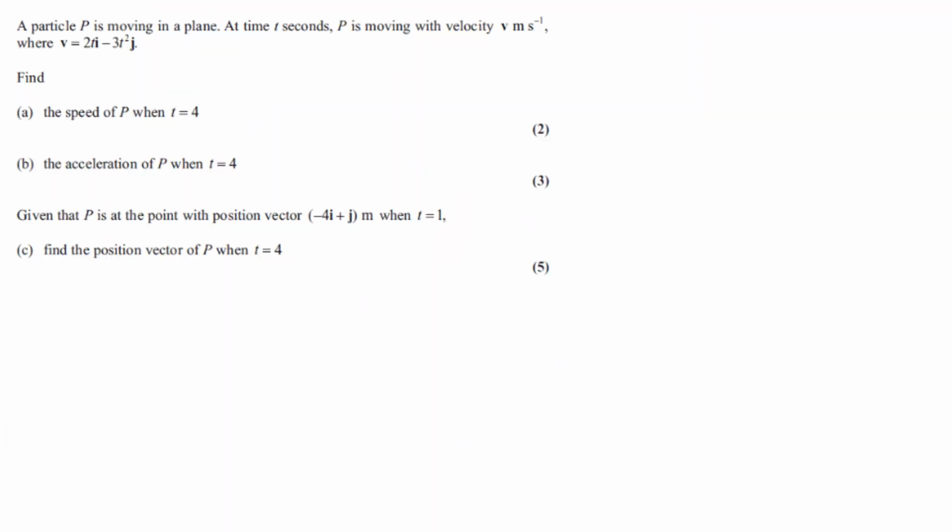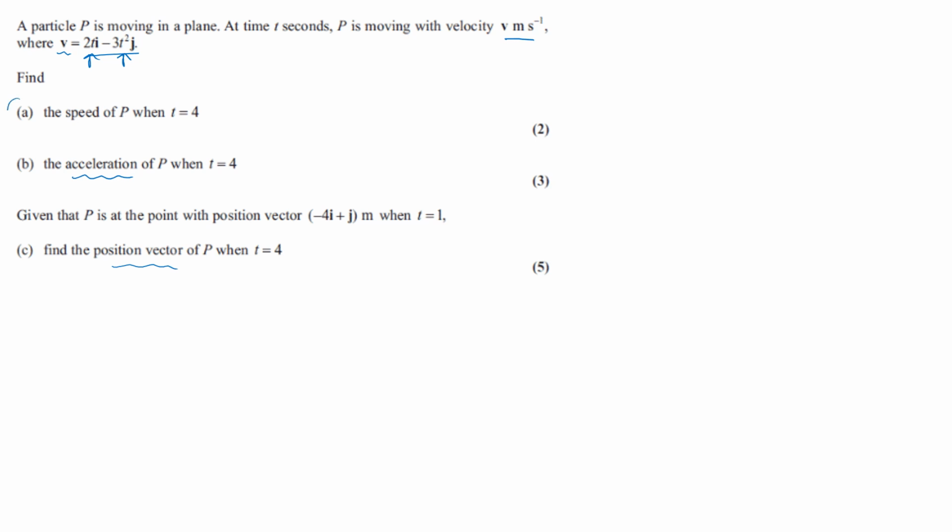Starting off by looking at some mechanics questions. So we've got a particle P moving with velocity, and we can see here that the velocity is dependent on time in both directions. The velocity is not going to be constant. We're not going to have constant acceleration, so this is not the sort of question where you're going to apply your Suvat equations. This is the type of question where we need to differentiate to find acceleration, and in part C, when we're finding the position, we need to integrate.